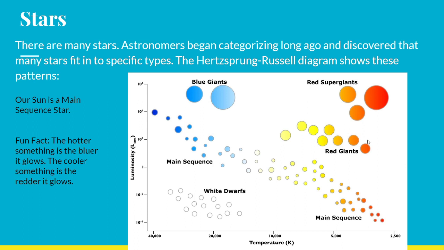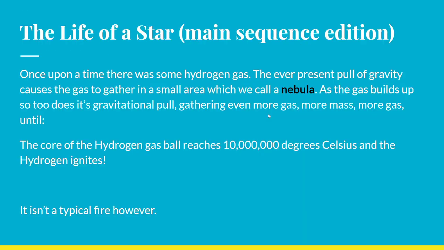Now you also have these things called red giants and red supergiants and blue giants, and they're related to the main sequence stars, and I hope you see that too. And so are the white dwarfs. In order to see how they're related, it would be good for us to look at the lifetime of a star, and we're going to do this in a few different iterations. And the first one is the main sequence. So it starts off a little like this.